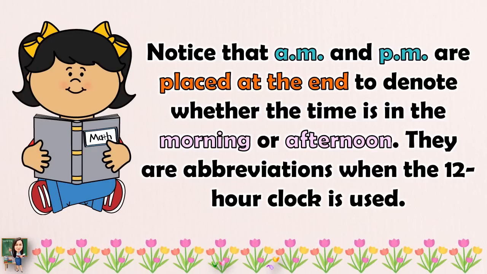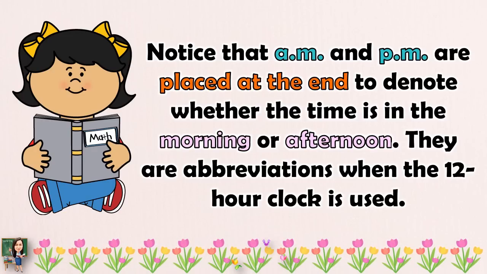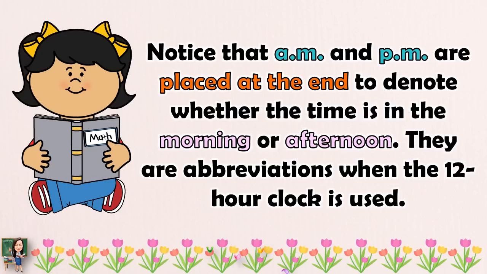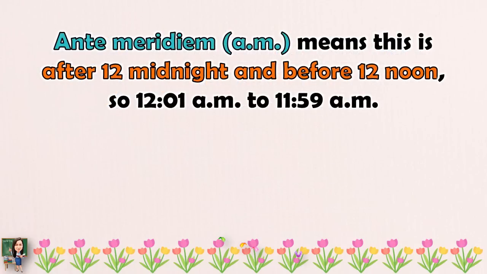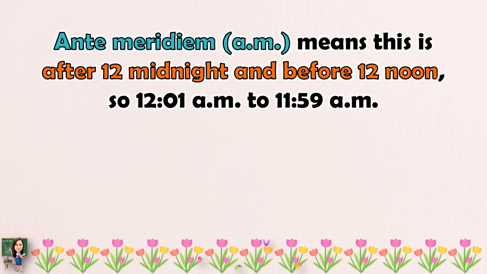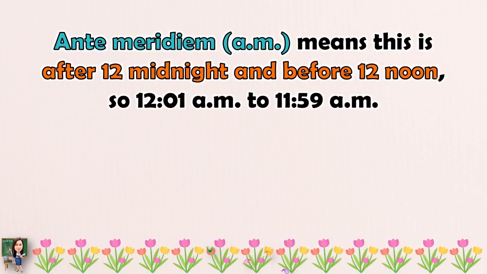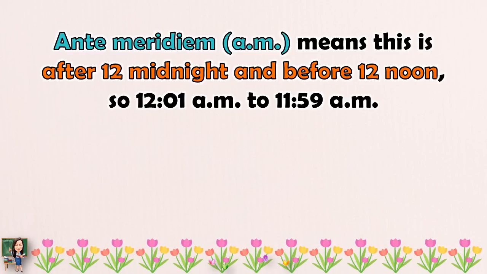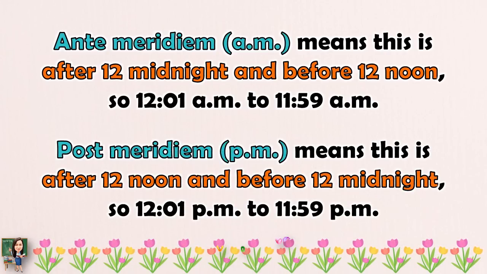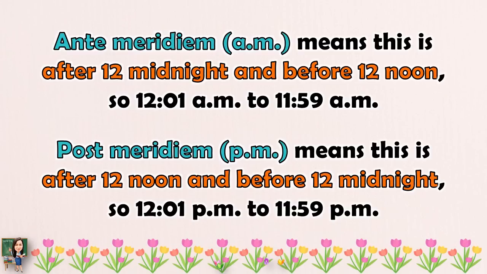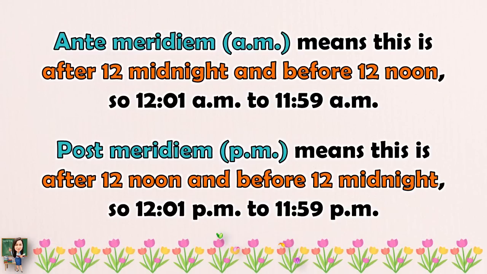Notice that AM and PM are placed at the end to denote whether the time is in the morning or afternoon. They are abbreviations used when the 12-hour clock is used. Ante meridiem or AM means after 12 midnight and before 12 noon, so 12:01 AM to 11:59 AM. Post meridiem or PM means after 12 noon and before 12 midnight, so 12:01 PM to 11:59 PM.